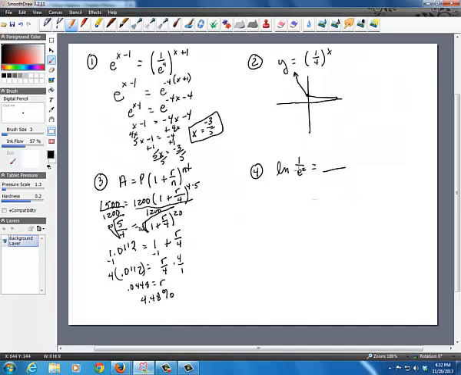And this is a simple problem that says the natural log of 1 over e squared. Well, my base isn't written, but because it says ln, I know the base is e. So I'm looking for the exponent of e. I want the exponent of e that gives me 1 over e squared. Well, that exponent would have to be negative 2, which would be 1 over e to the positive 2.